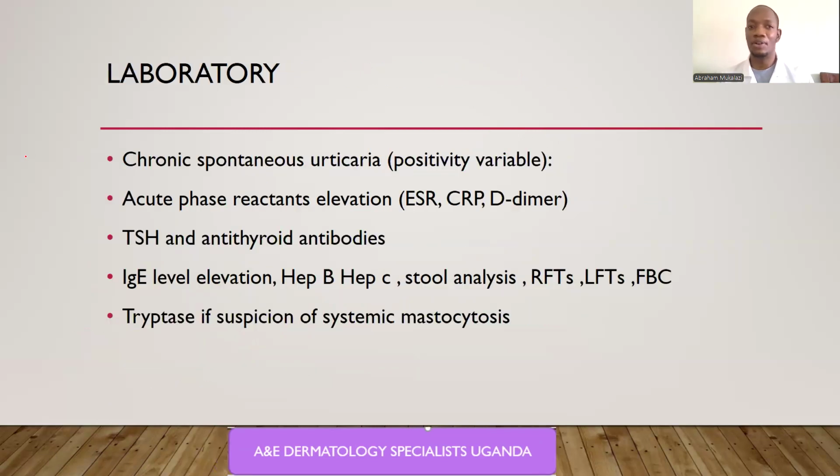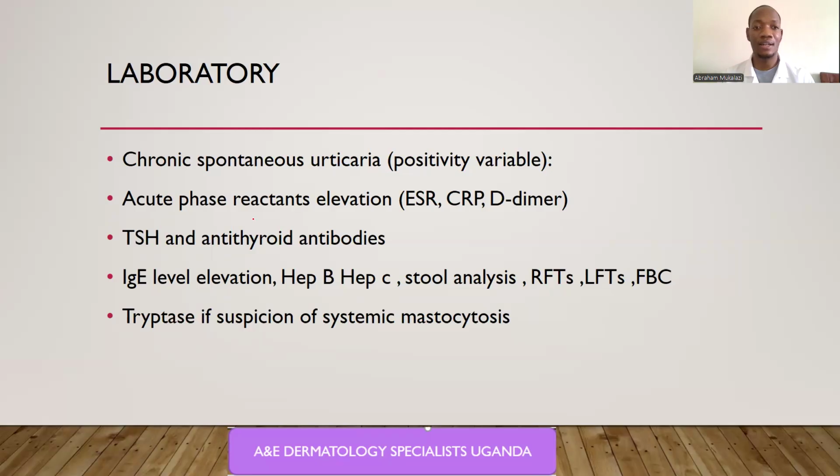So when you go to the laboratory investigations, how would you investigate urticaria? Depending on the type of urticaria, you would like to do particular investigations to see if you're able to identify a particular trigger. For chronic spontaneous urticaria, usually the positivity of any test is variable. Sometimes all the tests are negative, they don't mean anything, and then you just end up treating the patient to get rid of the condition, without necessarily knowing the primary trigger, the primary cause.